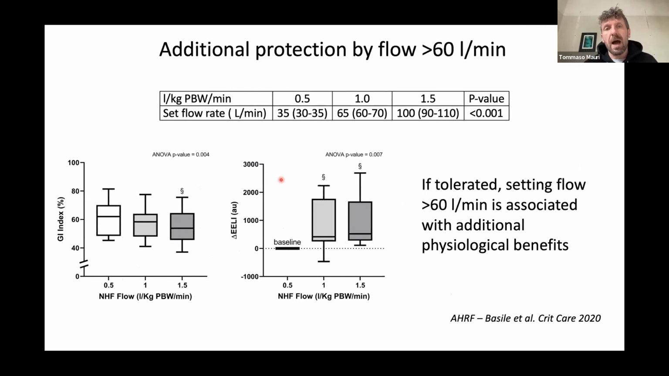You can go to higher flows than 60. We went up to 100, 110. The physiological effects were there. So the PEEP effect increases with the higher flow. The oxygenation improves. But the comfort of the patient, we showed in this study published in 2020, may become very poor. So the tolerance of the patient may become suboptimal. So comfort is an issue. However, physiological effects are higher for flow higher than 60.